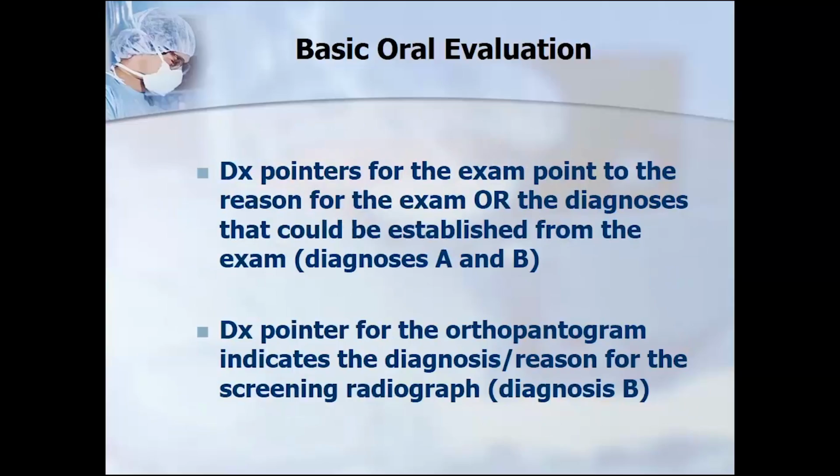Diagnosis pointers for the exam point to the reason for the exam or the diagnoses that could be established from the exam. The diagnosis pointer for the orthopanogram indicates the diagnosis or reason for the screening radiograph. And we've got diagnosis B.